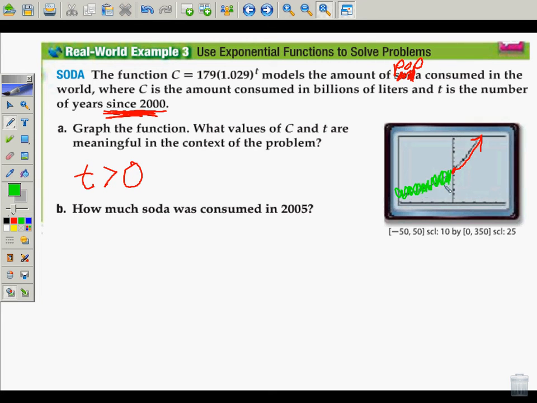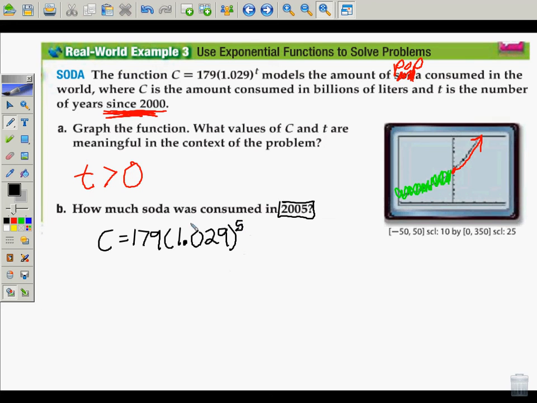And then we want to know how much soda was consumed in 2005. To do that, we're just going to take our formula and plug in a number for t. Now, if you're thinking you're going to plug in 2005 for t, good idea, but you're actually wrong. Since t is the number of years since 2000, 2005 is only 5 years since 2000, so we're going to plug in 5 for t, not 2005. Then we just simplify this.